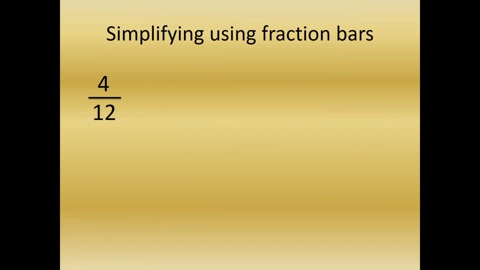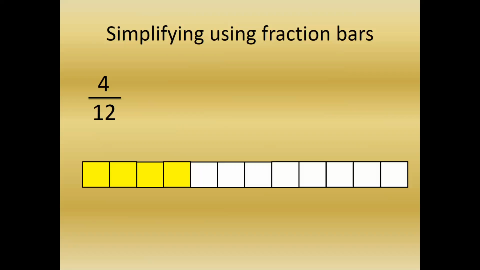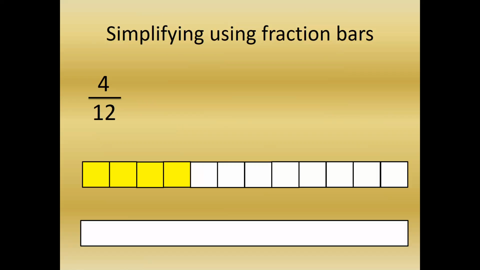So we're going to simplify using fraction bars first. So we have 4/12. We want to make that into the simplest fraction possible. On your screen you have 4 out of the 12 squares that are yellow. Now I'm going to put another bar underneath. We're going to mark the same spot as all 4 of them in the yellow in the bar underneath as one whole. So we have all 4 blocks put into one whole.